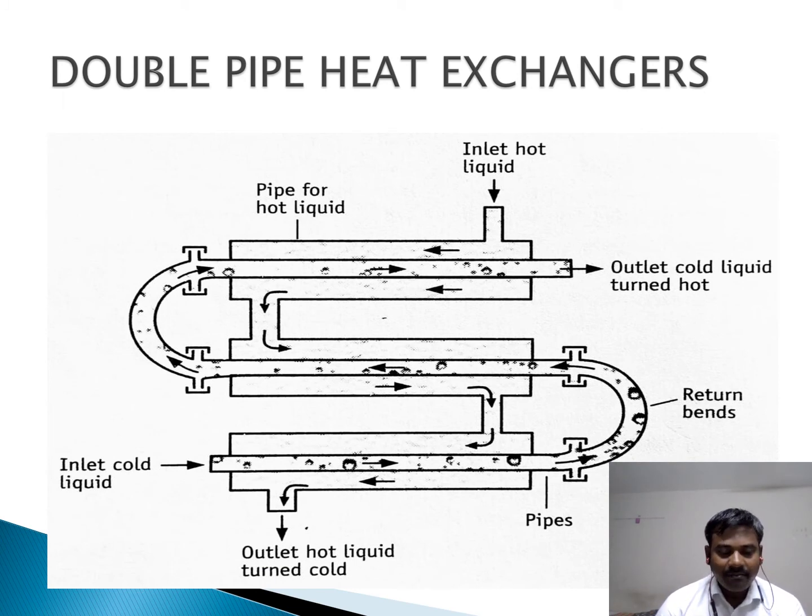So this will be your schematic diagram of a double pipe heat exchanger. So what will happen? We'll be having a larger pipe, and this will be your smaller pipe, with the same construction. We'll have a hot fluid inlet, a cold fluid inlet, a hot fluid outlet, and a cold fluid outlet. This will be your bend, which will be like a U shape, connected to both of the pipes.